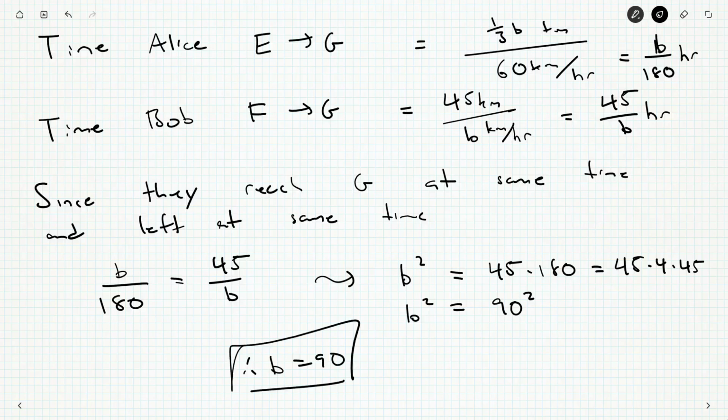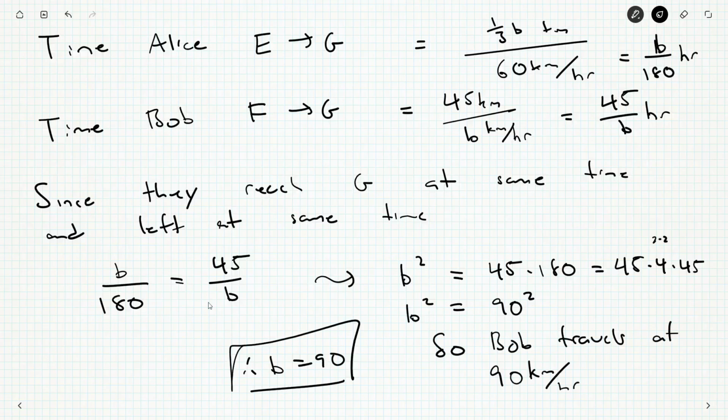Alright. You can get your calculator and double check that if you want to, but yeah, because that's 2 2s, 2 45s and a 2 45. Yeah, that's 90. 90 squared, yeah. So Bob travels at 90 kilometers per hour.